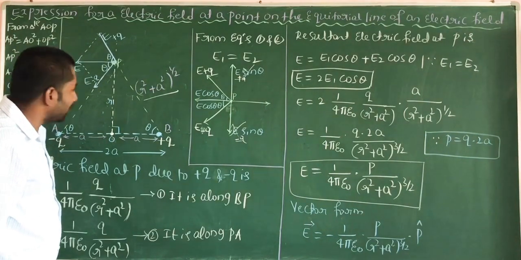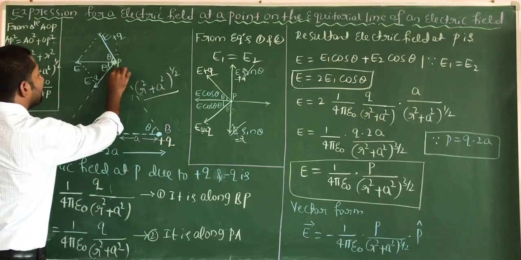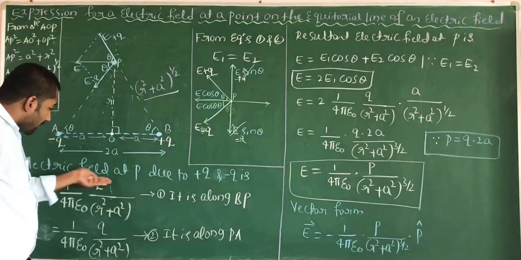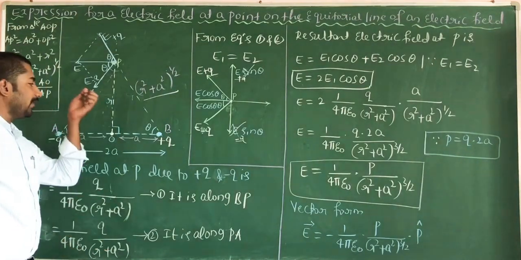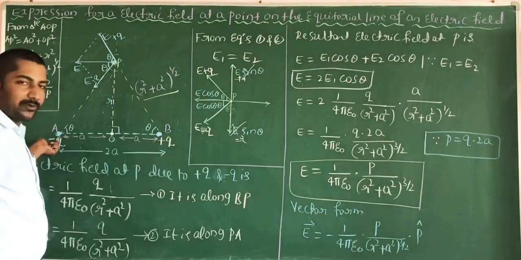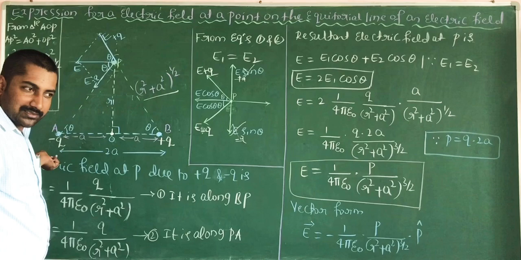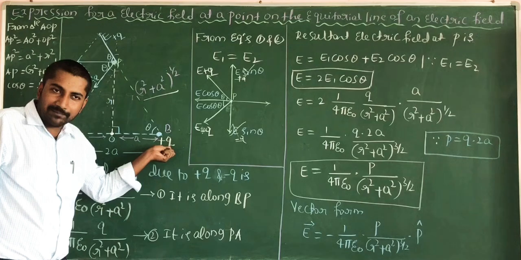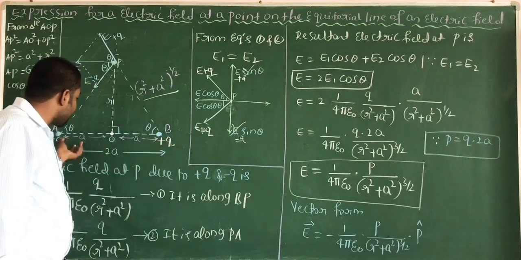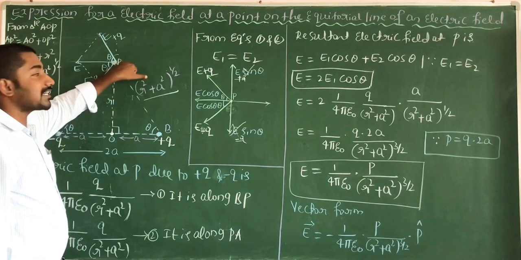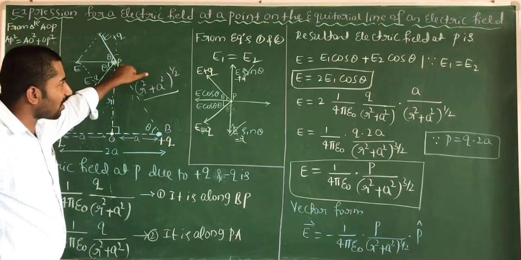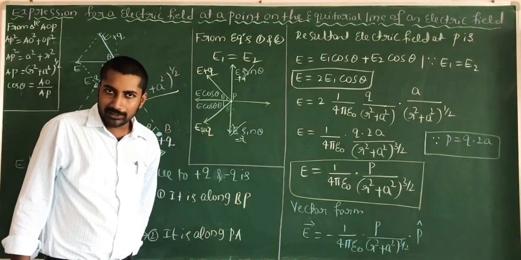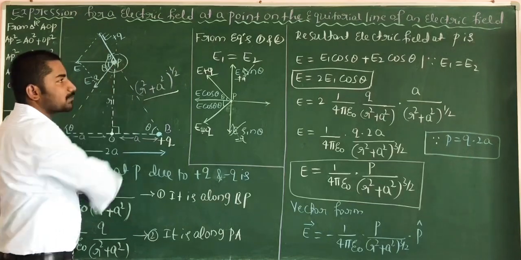But here, the net or resultant electric field at this point P is needed. From equations 1 and 2, it is clear that the electric field due to the positive charge is equal to the electric field due to the negative charge. Here, the charges are different: this is negative charge and this is positive charge. But here we have considered only the magnitude. These two charges produce equal electric field at this point. They are equal in strength but opposite in charge. That's why, from equations 1 and 2, it is clear that E1 is equal to E2.